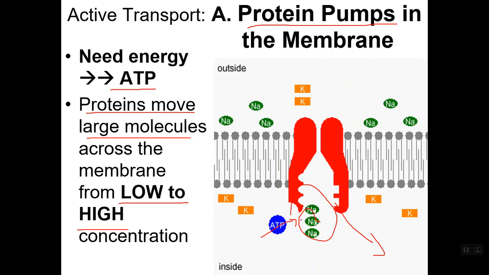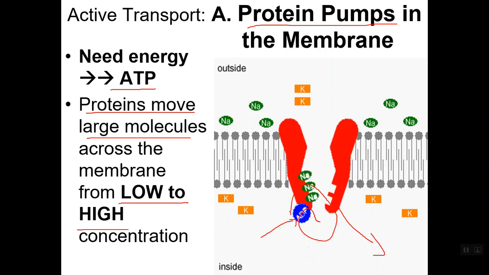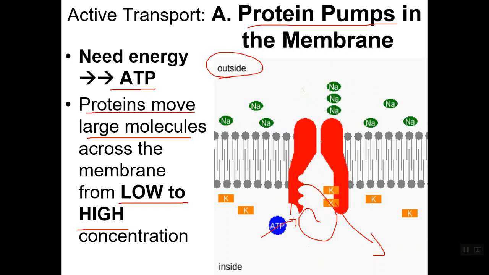The 3 sodiums, the green sodiums, are coming in to the protein pump. The blue energy molecule, the ATP, gets attached, and they're pumped to the outside of the cell. The potassiums, the Ks, do the opposite. They're getting pumped, using energy again, to the inside of the cell.